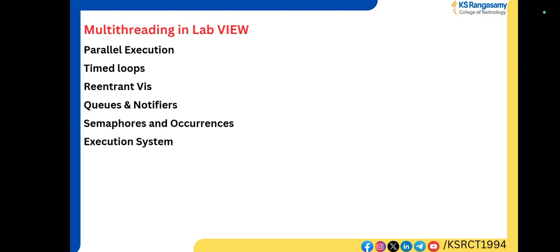Queues and notifiers. Queues are used for safe first-in-first-out inter-thread communication. Notifiers can be used for broadcast communication, where one thread notifies multiple waiting threads. Semaphores control access to shared resources and prevent race conditions. Occurrences are used to signal events between threads. Then execution systems: LabVIEW allows assigning different parts of code to specific execution systems, for example user interface and standard data acquisition, to optimize performance and responsiveness.